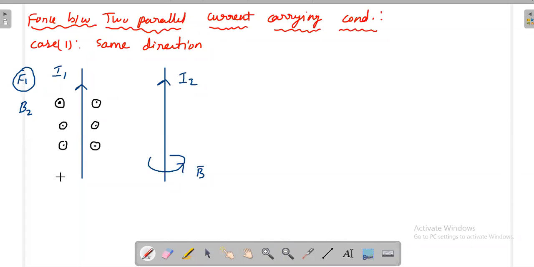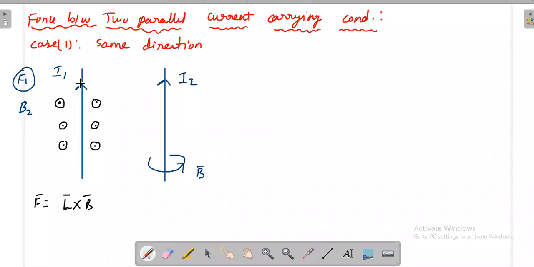Once it comes outside the screen, it's very clear what the force is here. Yesterday we have seen the force at any point of time depends on BIL sine theta. What is the direction of the force? The direction of force is simply V cross B, or otherwise L cross B. I am interested in the direction of the force.